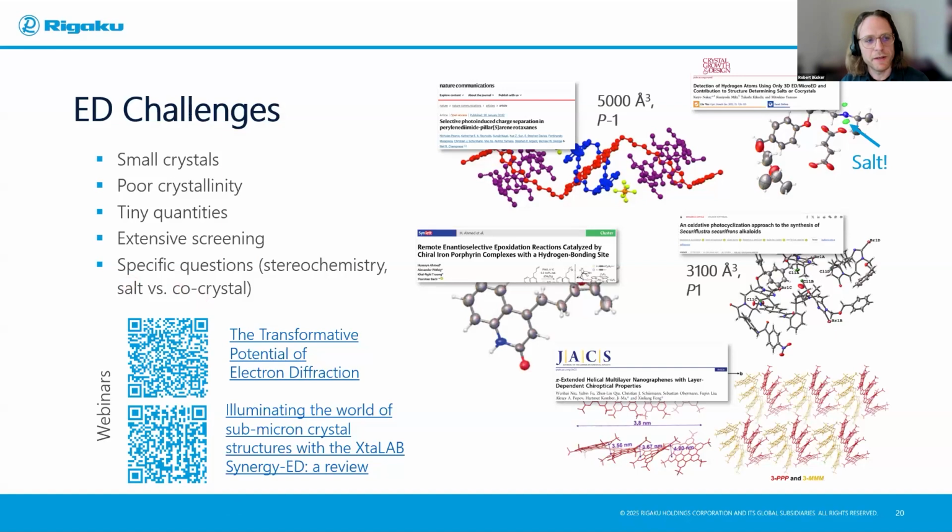you need a lot of screening, you have mixtures, you have very specific questions about, for example, the stereochemistry, as I mentioned. Also, distinction of salt and co-crystals. Here are just some examples that I like particularly. For example, really impossibly hard structures like this one, which have a low symmetry, are very radiation sensitive and really impossible to solve with X-rays, with very small crystals.